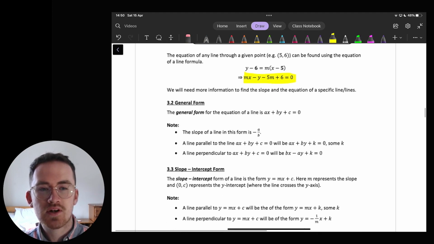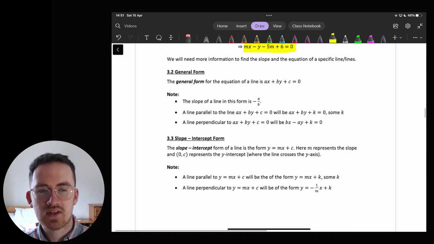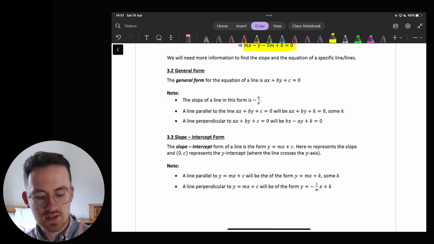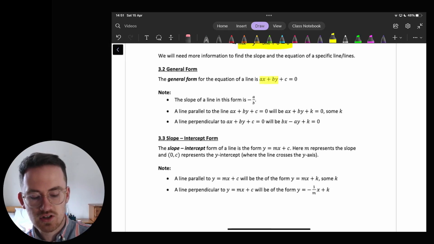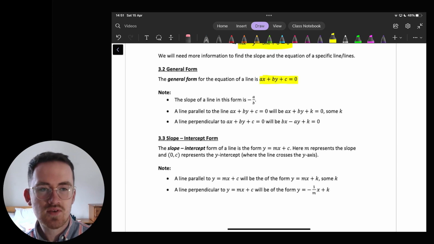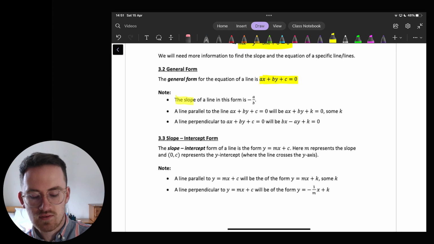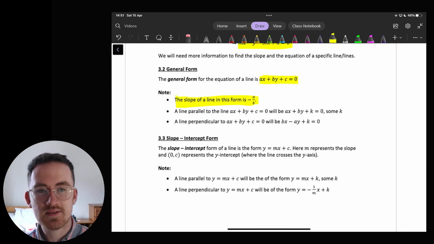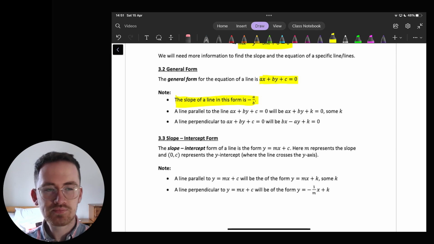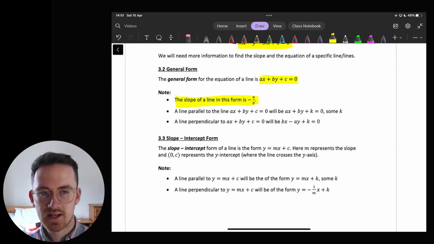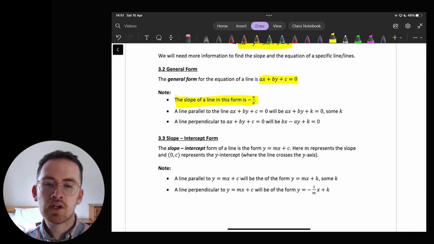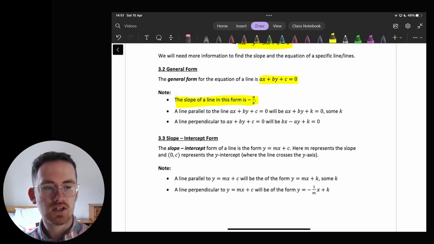So looking at this part, the general form for the equation of a line is ax plus by plus c. This form here is what we call our general form. And for a line written in that form, there are a few key points that you should know. This first point is really, really important. If a line is written in this form, the slope of the line is minus a over b. It comes from rearranging the line, but in reality, when you're working through these questions, you're going to want to know that off quickly so that you can move on.